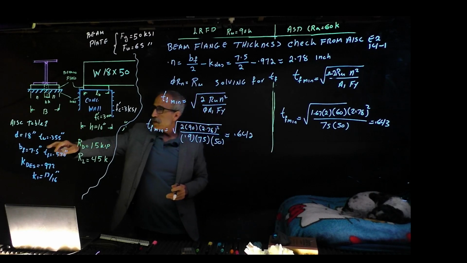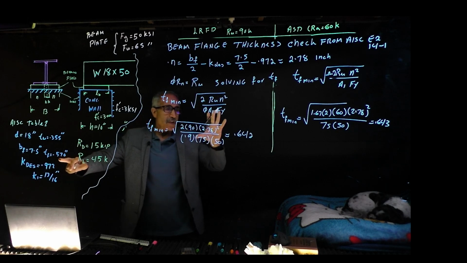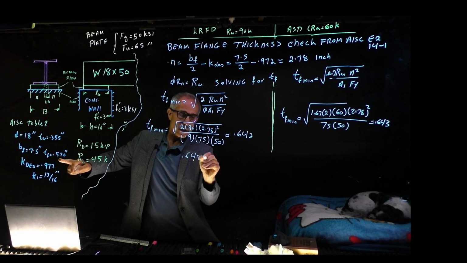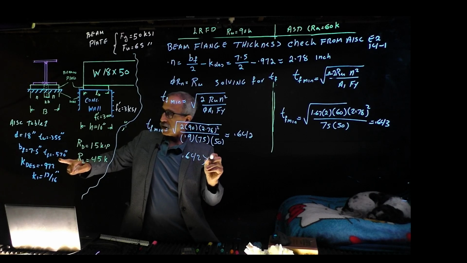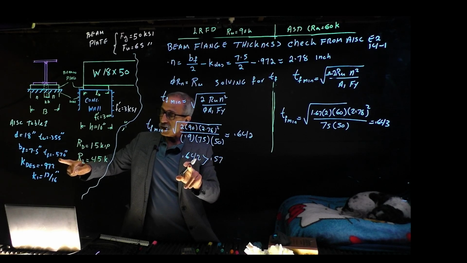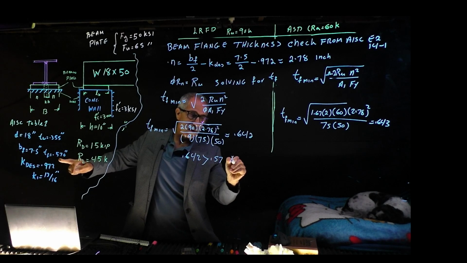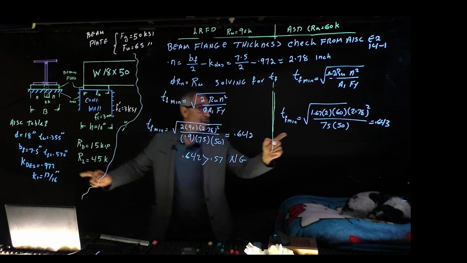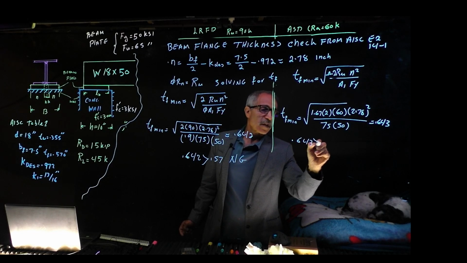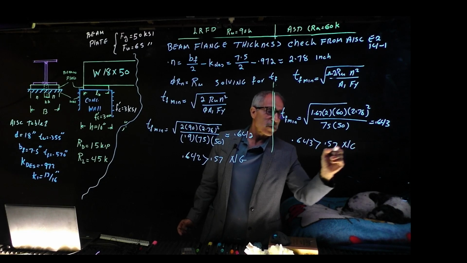Our flange thickness is 0.57. So the required 0.642 is bigger than 0.57. So what we have is not going to work. This is no good. Same thing here. What we need is a thickness of 0.643, which is bigger than the 0.57 we have. So that's no good.